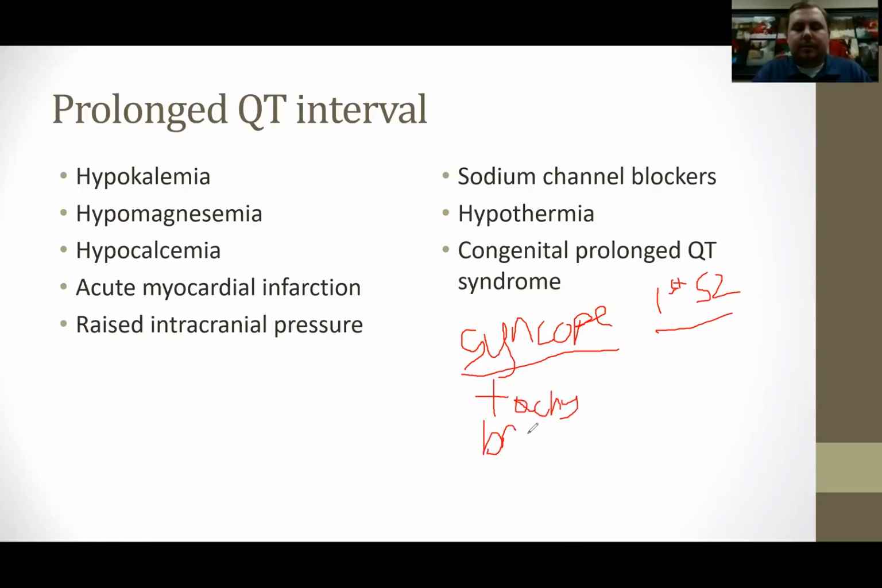Bradycardias, heart blocks. Those are the obvious ones. So if your heart's too fast, too slow, or if you're dropping a whole bunch of beats, it makes sense that you pass out because of that. The ones that are a little bit less intuitive are going to be that Brugada syndrome.